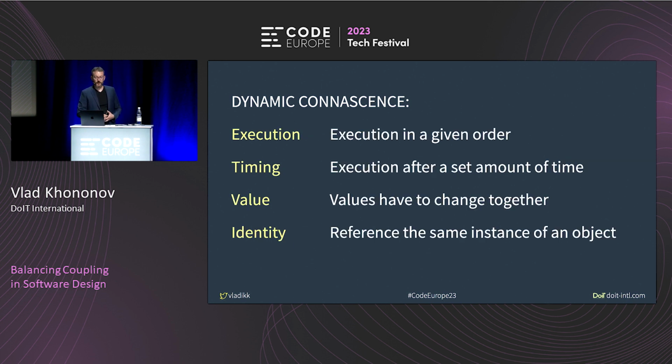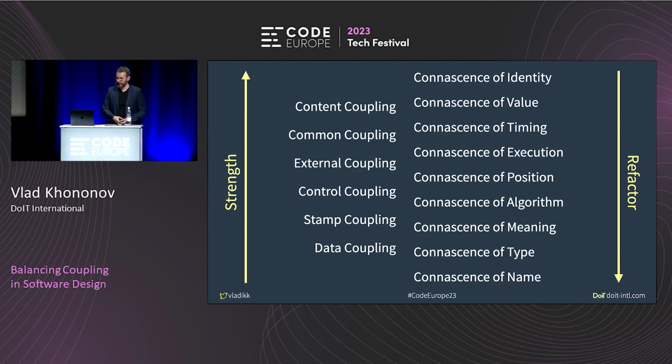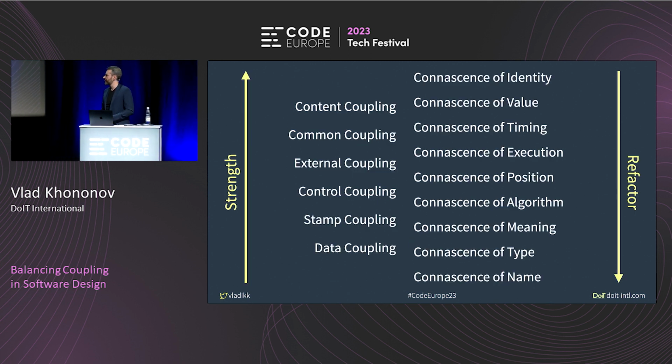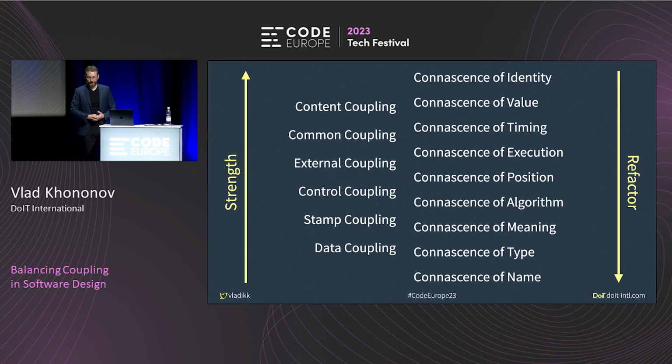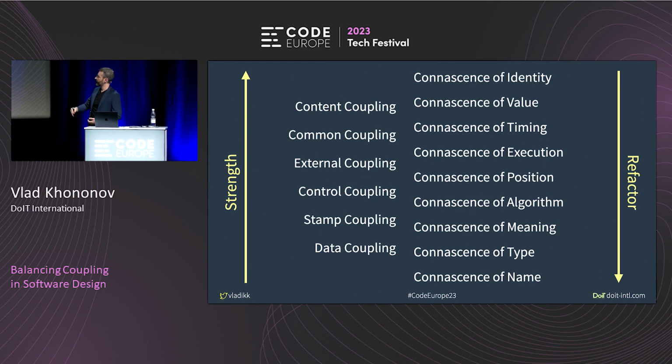So these are the levels of dynamic Kinescence. The lowest one is execution, in which operations simply need to be carried out in a specific order, and the highest one is identity, in which a third object or a memory space is shared between those connected modules. Now, it may seem that we can find some similarities between the 2 models. In terms of structure design, we are going from data coupling to content coupling, and in Kinescence, we are going from Kinescence of name all the way to Kinescence of identity.